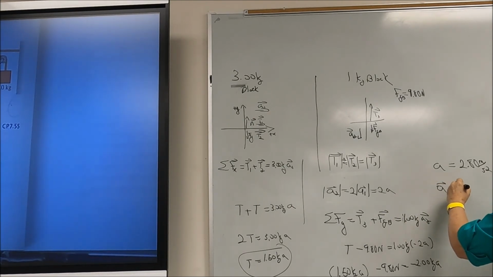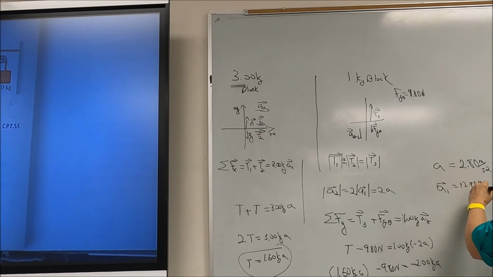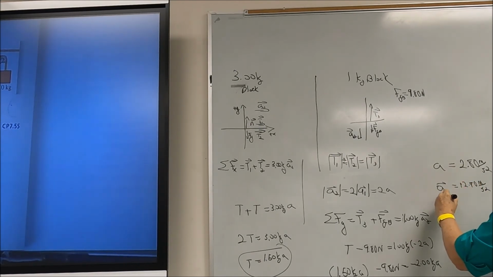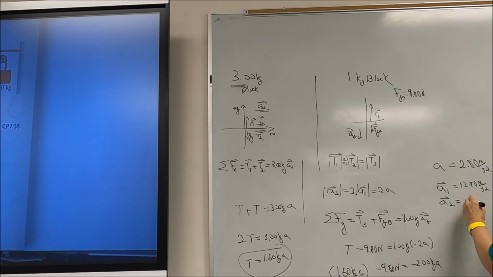So vector A1 is a plus 2.80 meters per second squared. Acceleration vector A2 is going to be a minus 5.60 meters per second squared.